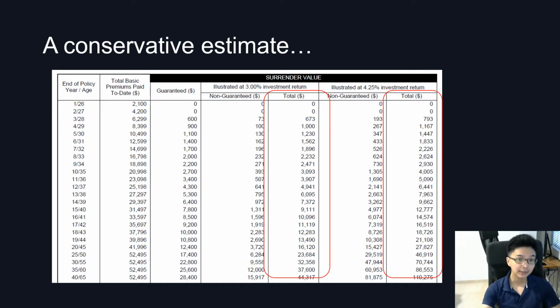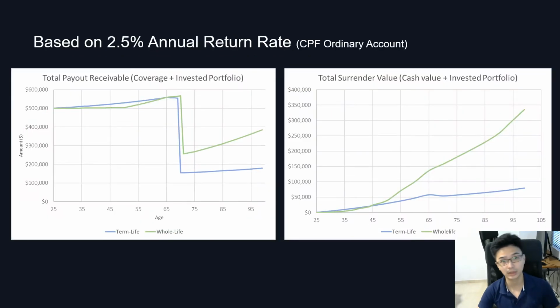Okay? By taking an average of both values, we are also being realistic with ourselves, instead of being too optimistic or pessimistic about the investment returns that we can expect from the insurance companies themselves. Now, having said that, let's take a look at the outcome.